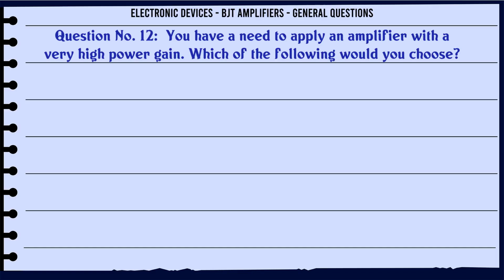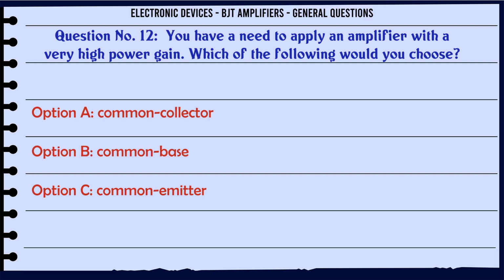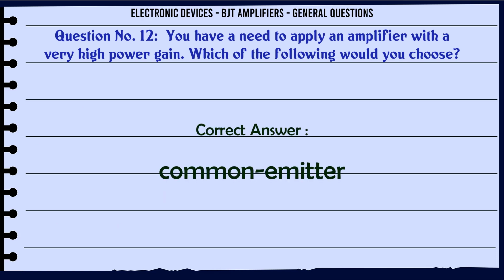You have a need to apply an amplifier with a very high power gain. Which of the following would you choose? A. Common collector. B. Common base. C. Common emitter. D. Emitter follower. The correct answer is common emitter.